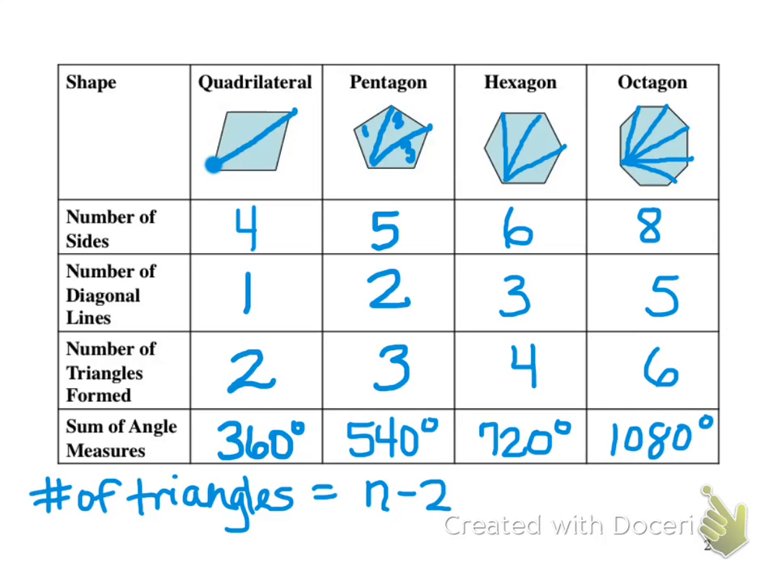And then to find the sum of the angles in a polygon, we would take n minus 2, because we need to know the number of triangles, and then multiply by 180.